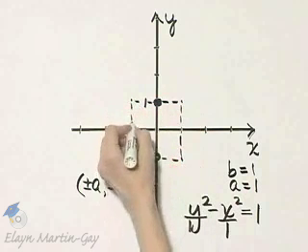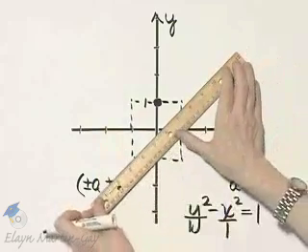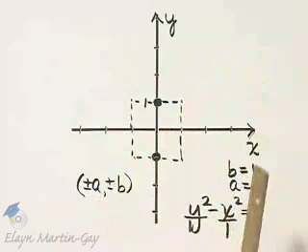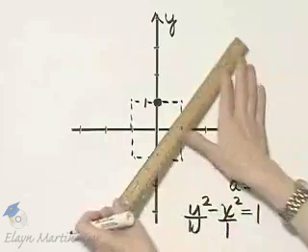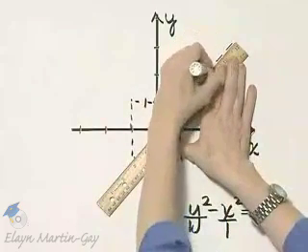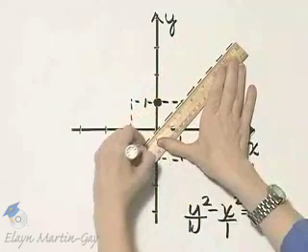Now I'll just dash these in so you can see the rectangle formed, and then the asymptotes are formed by drawing the extended diagonals of the rectangle. So I'm drawing in extended diagonals of this rectangle. So here's one diagonal of the rectangle. I'm dashing it in because it is an asymptote. It's not a part of the graph. It will just help me graph.